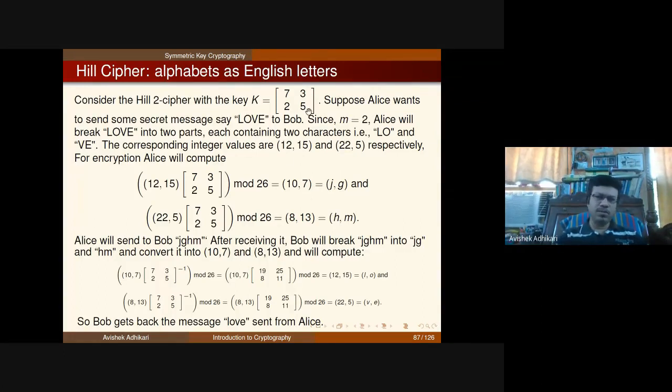Using computers, you can do this now, because you can find all the keys. The search space is nothing but the number of all non-singular n cross n matrices over the ring Z26 with plus and dot. So that is known as Hill cipher.